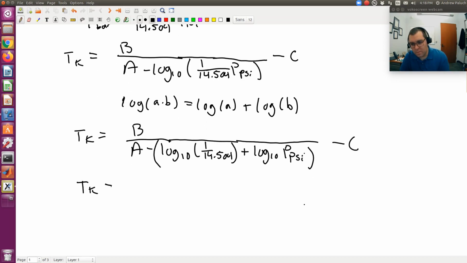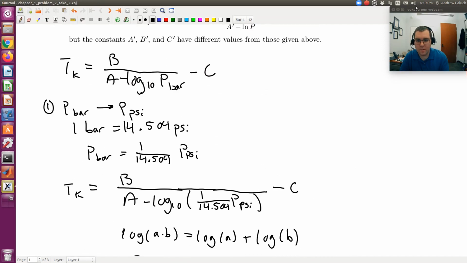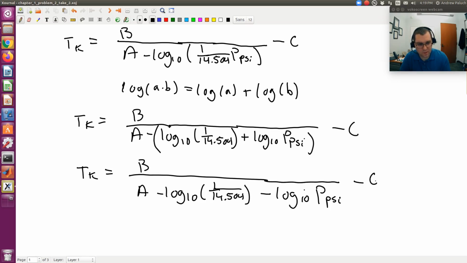So distribute. Just make sure I have it right. Yep. So this would be minus log base 10 of 1 over 14.504, minus log base 10 of my pressure in PSI, minus C.